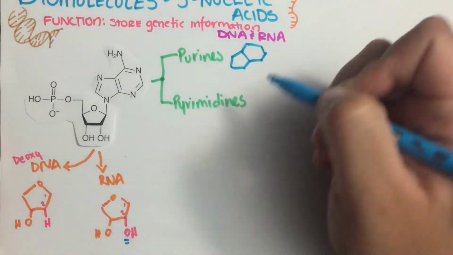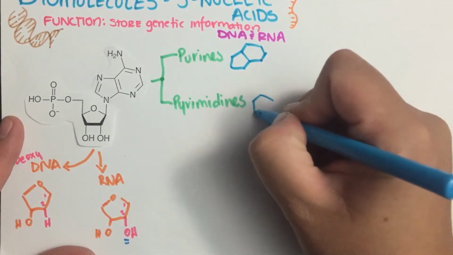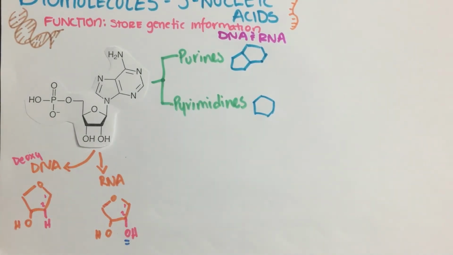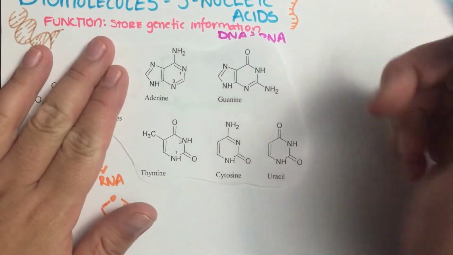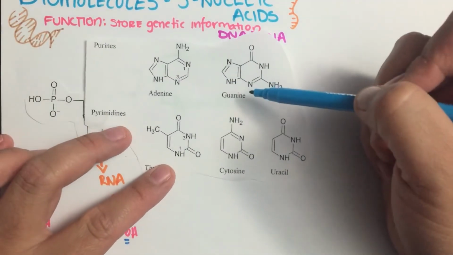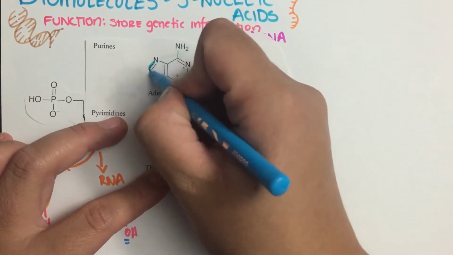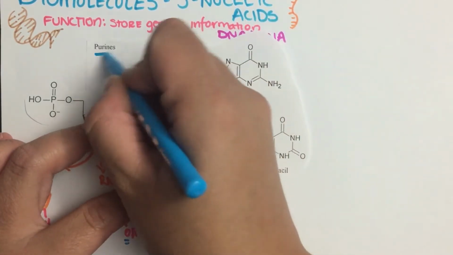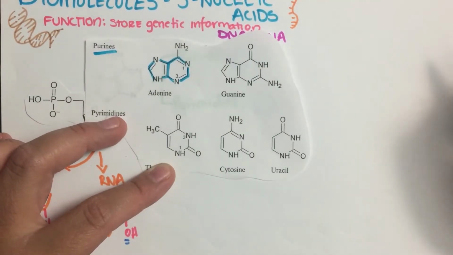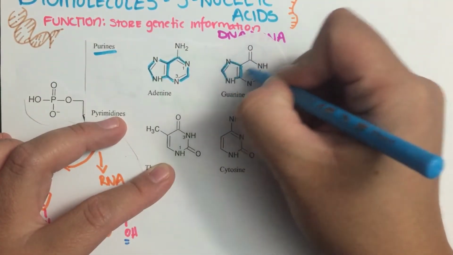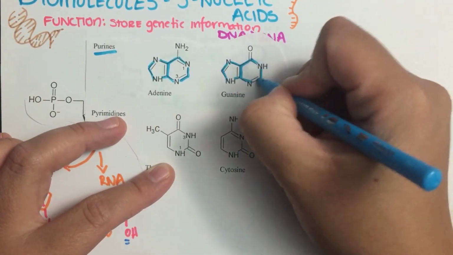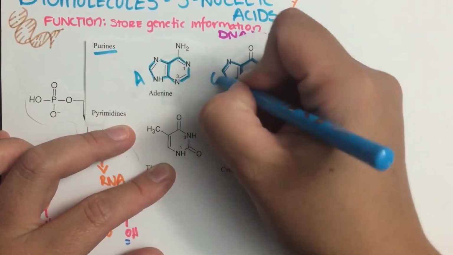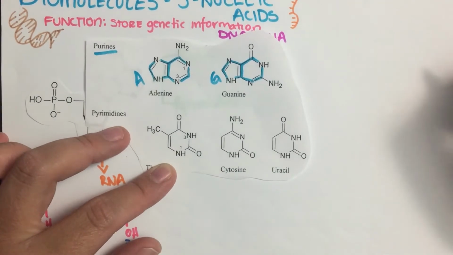Okay, you see 2 rings, and pyrimidines are going to have only 1 ring. So let me show you a few examples of these 2. For example, here we have adenine and guanine, and if you notice here, you have 1 ring, 2 rings. So this is a purine. Okay, 1 ring and 2 rings. So it is also a purine. So adenine, you've probably seen it as A before, and guanine as G.